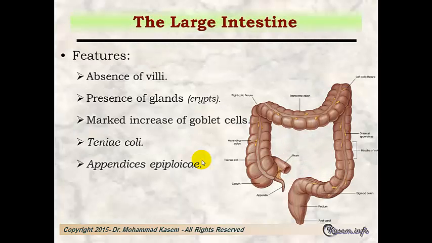Now we'll start talking about the large intestine. I'd like to distinguish each part and mention the major features of each part. This is very useful for every student to know, what distinguishes the large intestine from other parts of the digestive tract. Number one, the villi disappear. No villi in the large intestine.